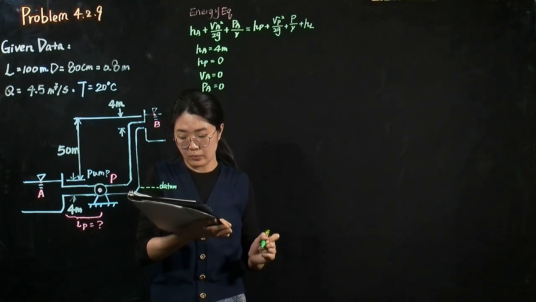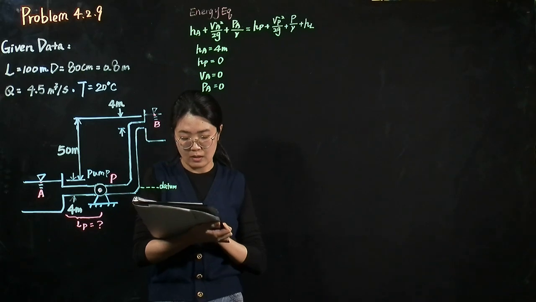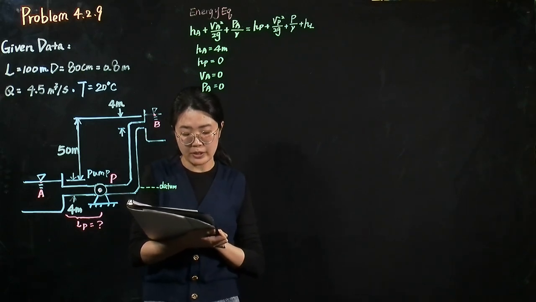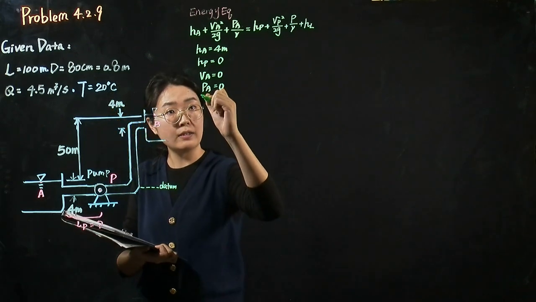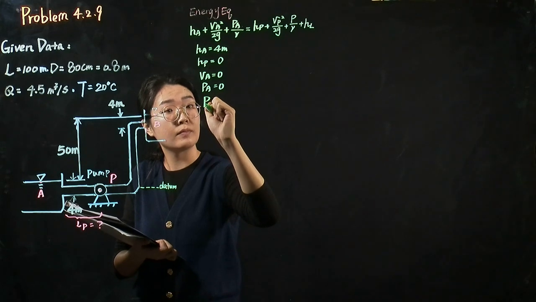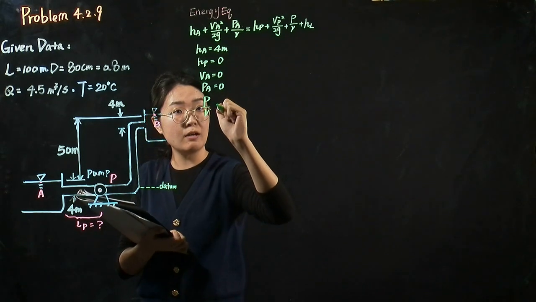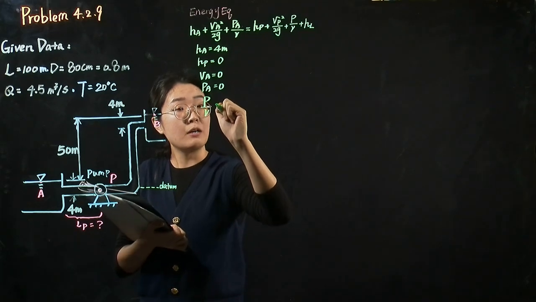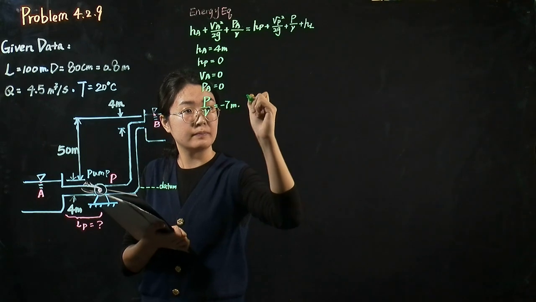And because we can know from the textbook, the critical pressure head that may cause cavitation equals -7 meter. So P over gamma equals -7 meter.